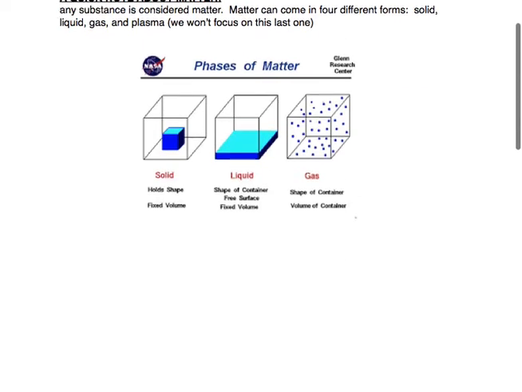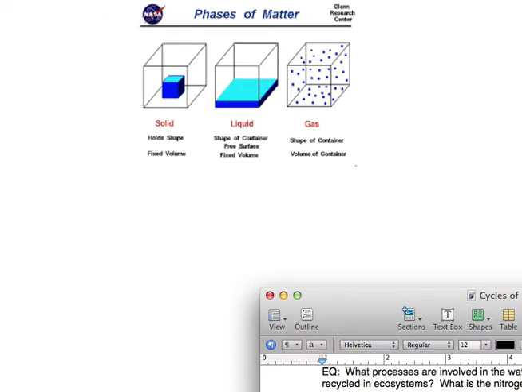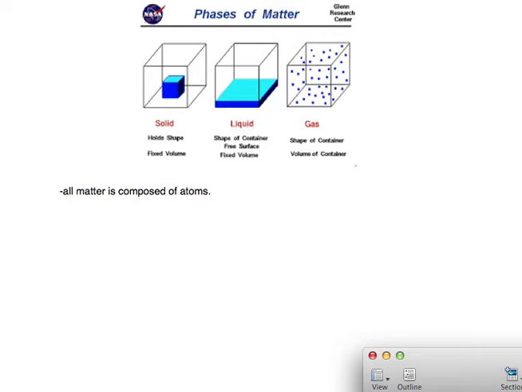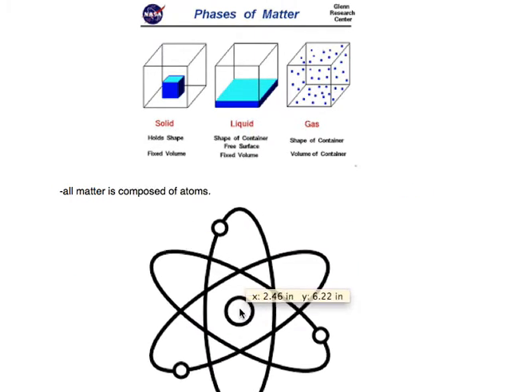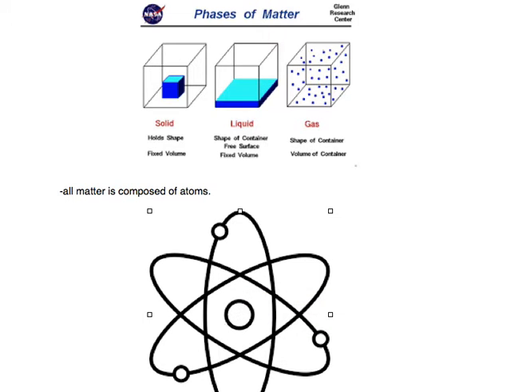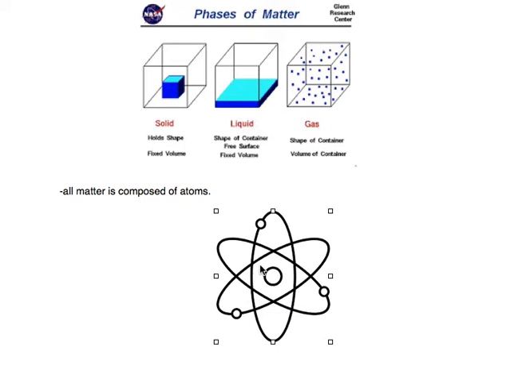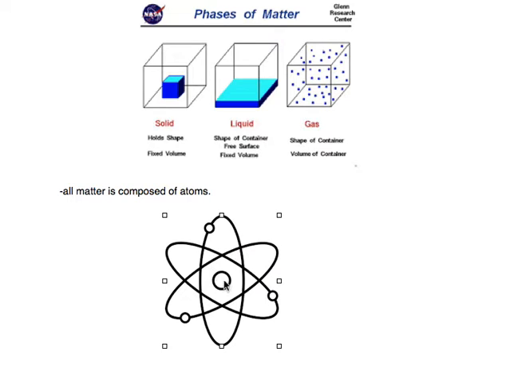And matter is made up of tiny things called atoms. All matter is composed of atoms. And here's a little picture of what an atom might look like. So here we go. We have an atom. The center of it is composed of something called protons and neutrons, and out here you have electrons. So here's an atom. All matter is composed of these tiny little things called atoms.